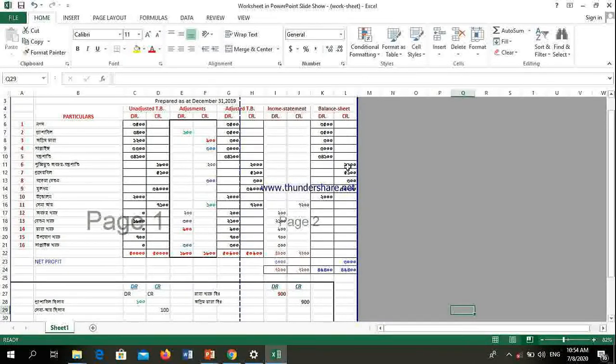Then advance rent, even after that supplies, machineries, accumulated depreciation. So these are all assets. Accumulated depreciation is a liability, so it will be put into the credit side. Accounts payable is also a liability, it will be put into the credit side. Salaries payable is also a liability. Capital is also a liability from the point of view of the company. And personal account is drawings, it will be a debit on the balance sheet.